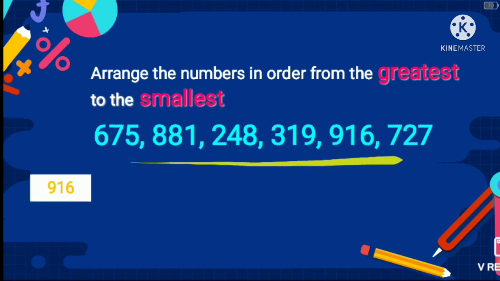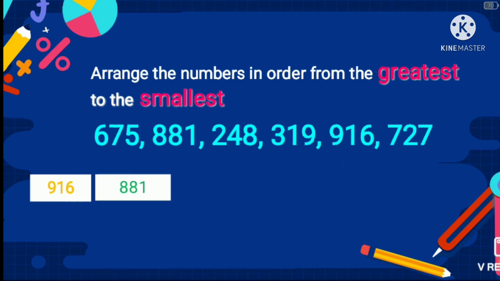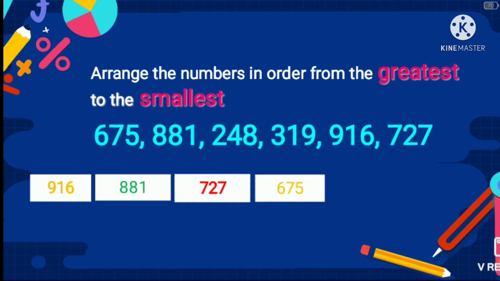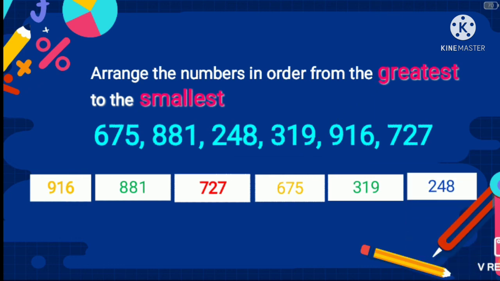After 9, let's take a look. Yes, we have 8 there. 881. After 8, we got 727. And then we have 6 here. 675. We move into 319. And the last one is 248. There you are. So this is the arrangement from the greatest to the smallest.